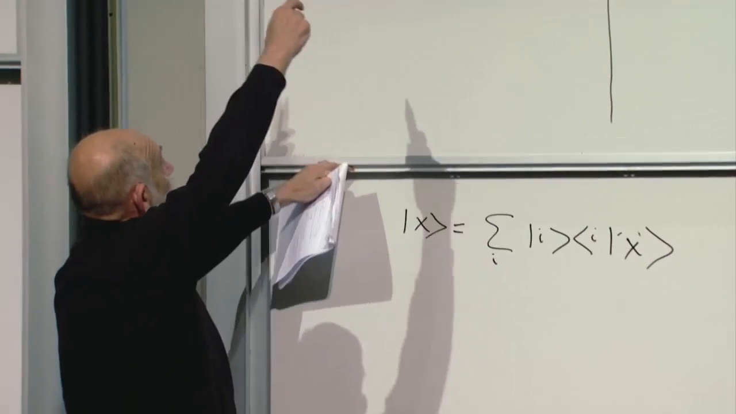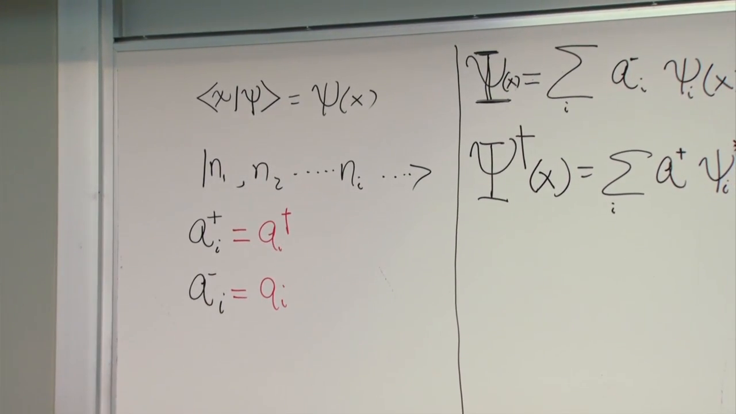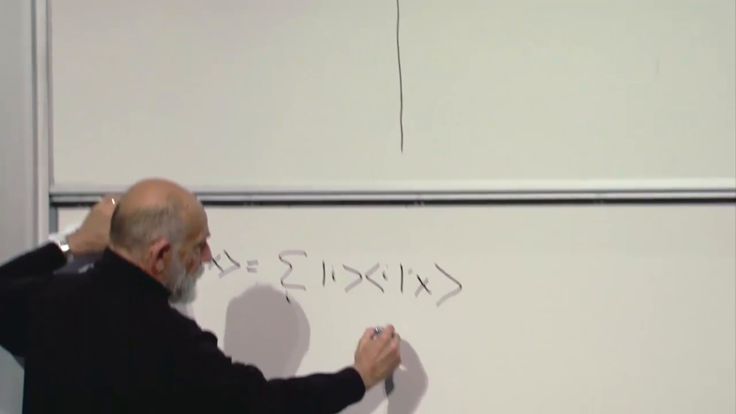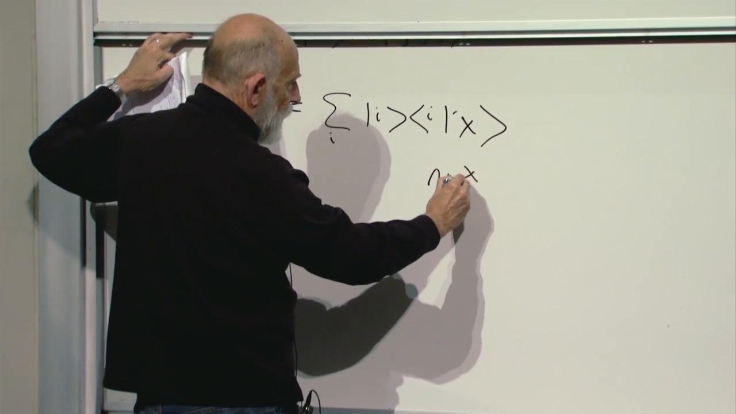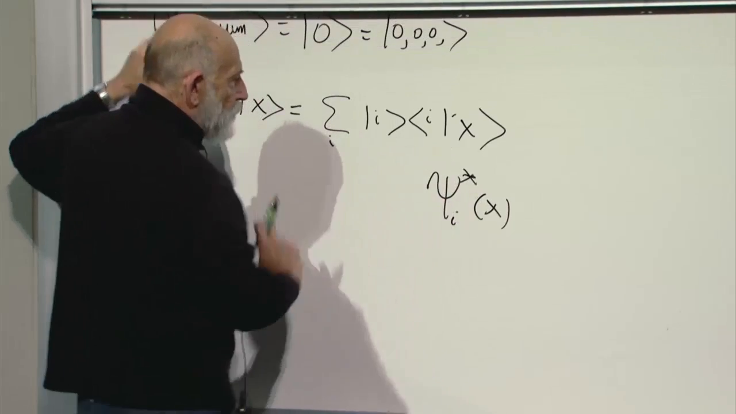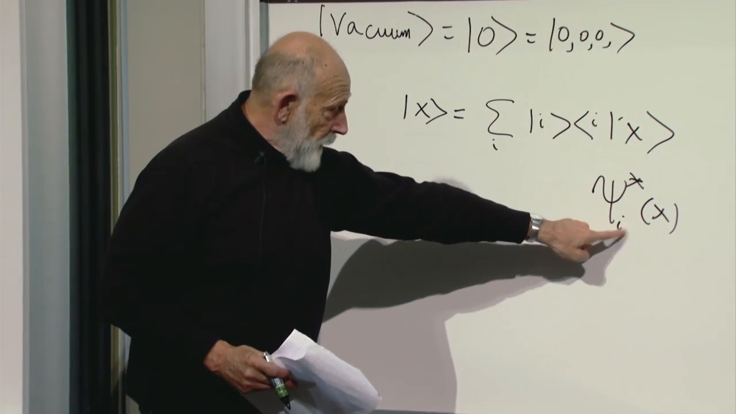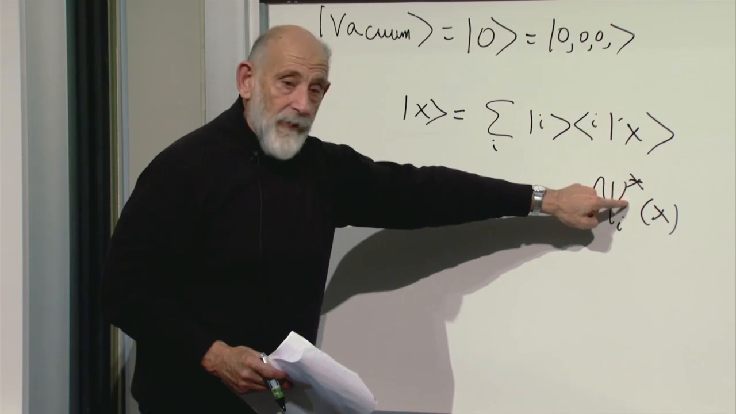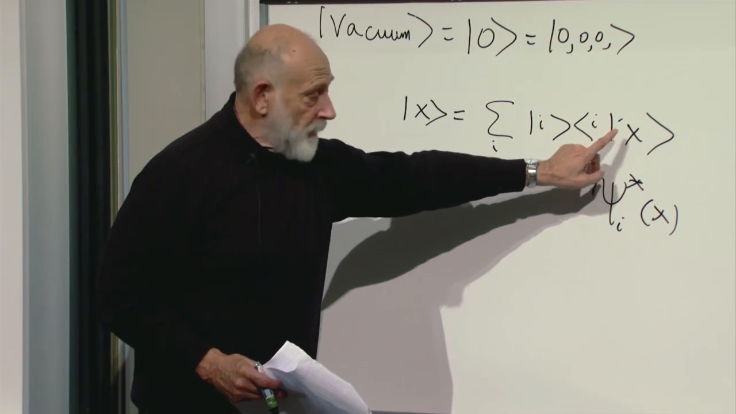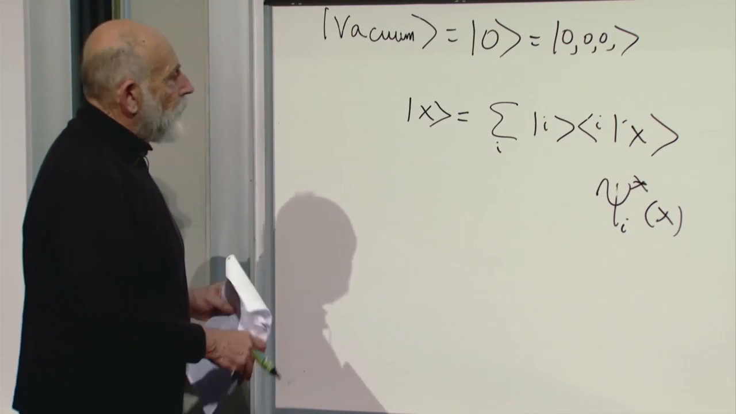Go up to the top formula, and you see that when you project onto X, you get a wave function. This here is psi star i of x. It's the complex conjugate of the wave function of the ith energy level. The ith energy level has a wave function. This is its complex conjugate. The wave function itself would have the opposite order.